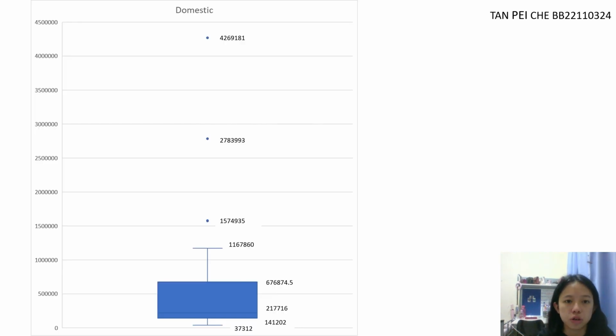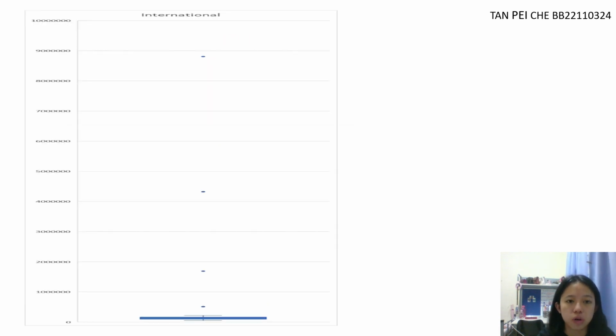This is the box plot for domestic. These 3 points are the outliers. This is the third quartile, median and first quartile. This is the box plot for international.